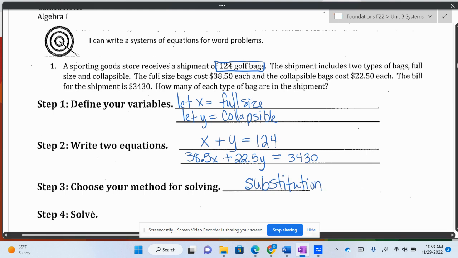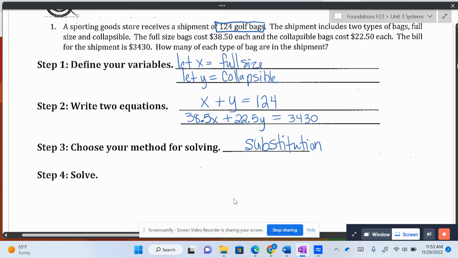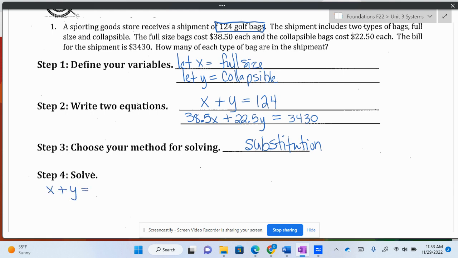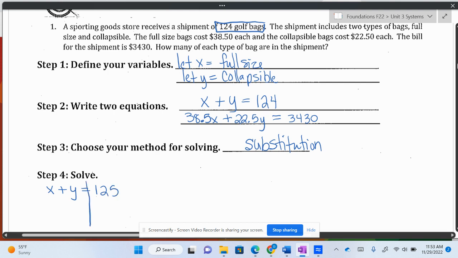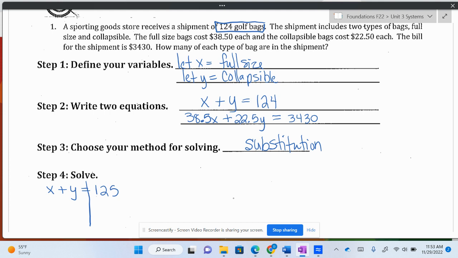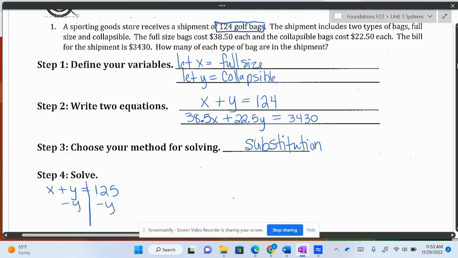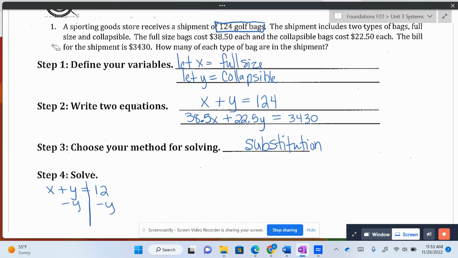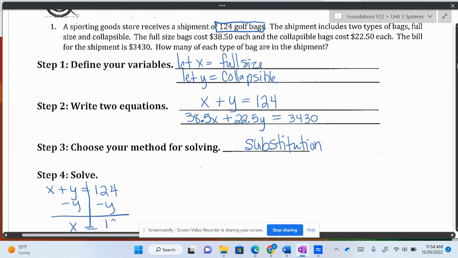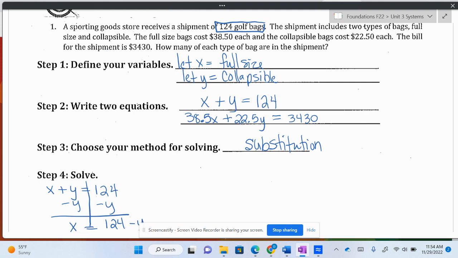And do you want to get X by itself in this top equation, or do you want to get Y by itself? Okay. So I'm going to take that first equation, X plus Y equals 124, and I'm going to get X all by itself. What am I going to do to get X all by itself? Yeah, subtract Y. Ooh, and that should be 124, not 125, sorry. Thank you. On both sides. So X equals 124 minus Y.